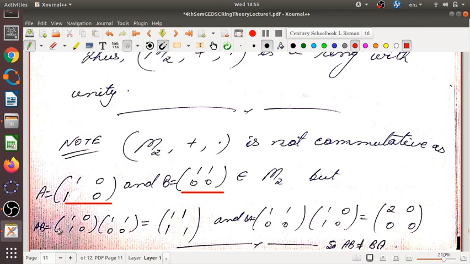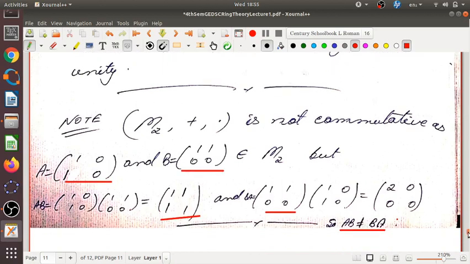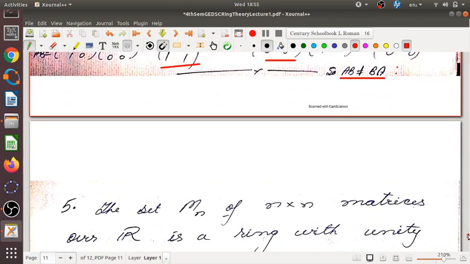So but AB is what? [1 0; 1 0] times [1 1; 0 0]. If you take the product, 1 multiplied with 1 plus 0 multiplied with 0, right? So this is 1. So it's the matrix [1 1; 1 1]. But if you take it the other way, [1 1; 0 0] multiplied with [1 0; 1 0], in that case the product is [2 0; 0 0]. So AB is not equal to BA, right? So the set of 2 by 2 matrices is not a commutative ring. It is a ring with unity, but it is not a commutative ring. So this is how we justify.